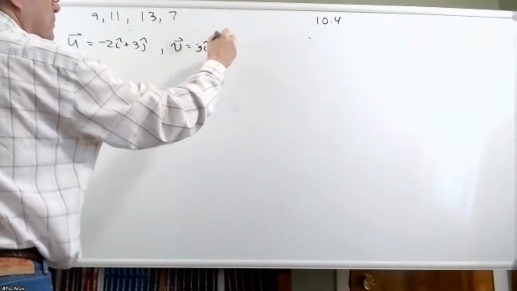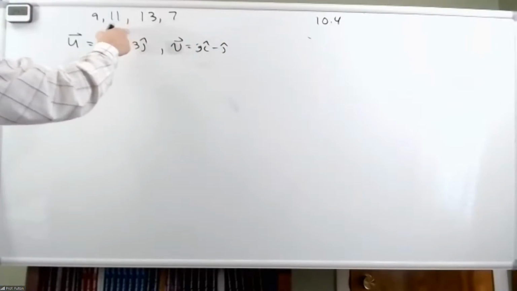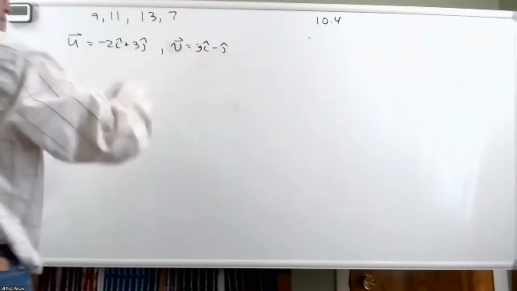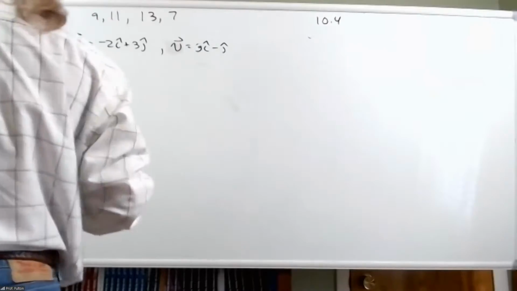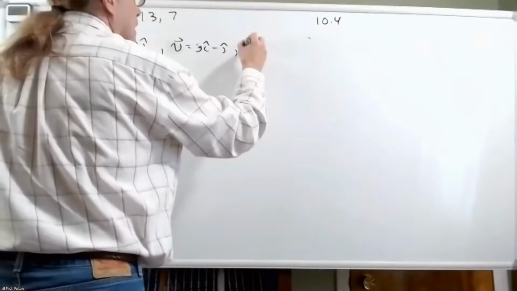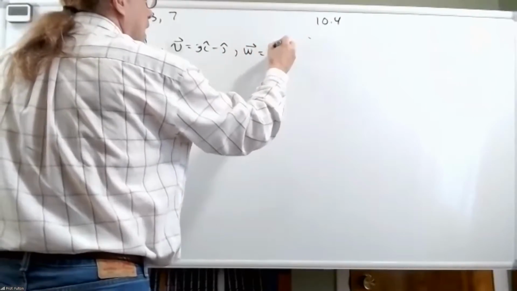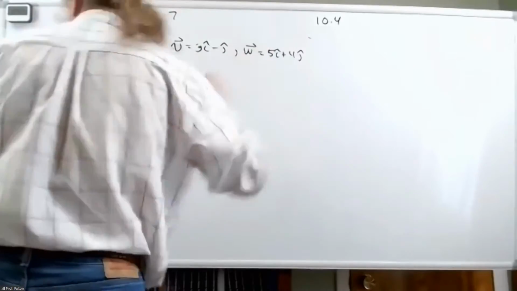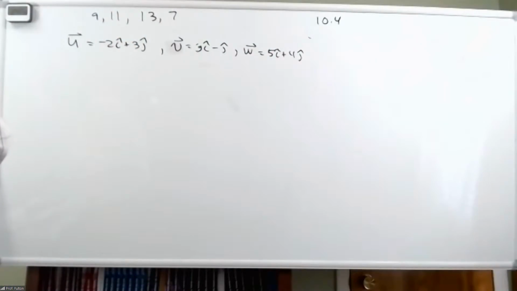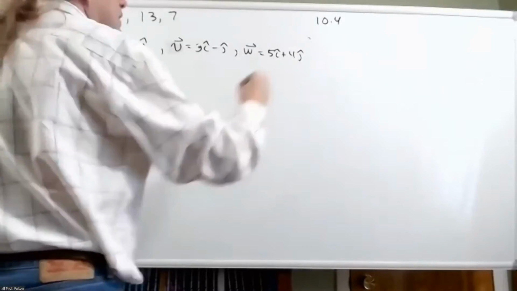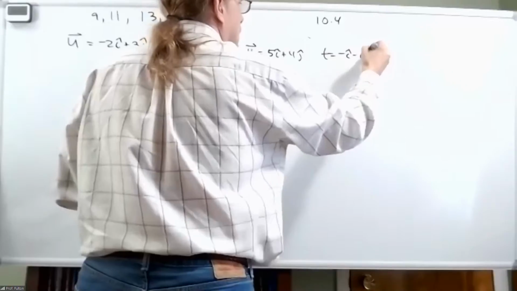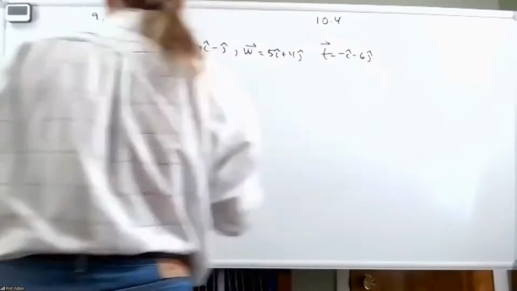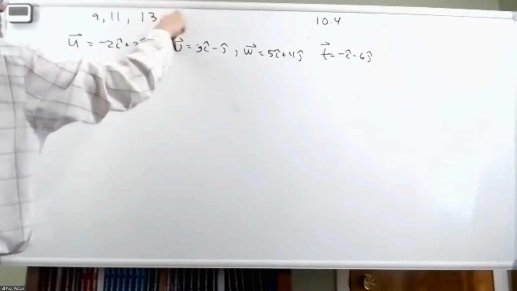Now, you could also put, like I'm putting a regular vector, I put a hat vector because these i's and j's are just unit vectors. And w is 5i plus 4j. And I think that's it. And t is minus i minus 6j. Okay, so now for number 7, we want to look at the following.